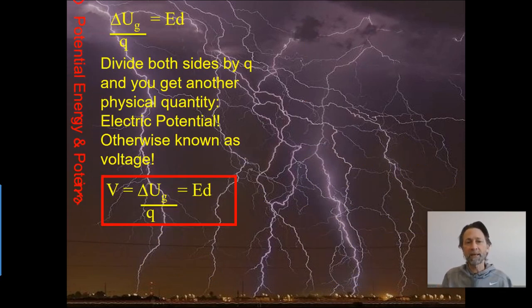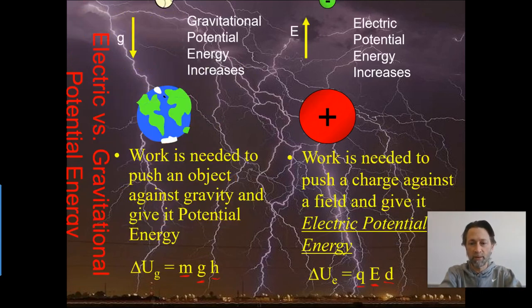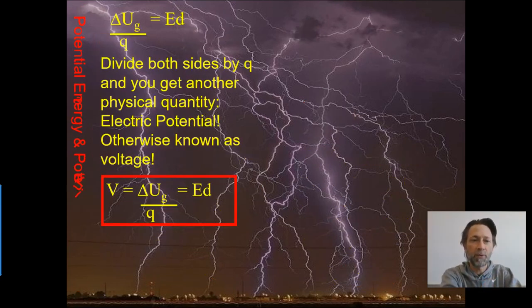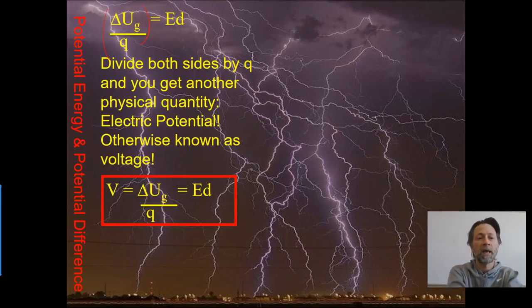So if I picture back here, I have this qEd equal to the potential energy. If I divide both sides by q, then we're going to define this side of the equation as another physical quantity, and that's what we're going to call electric potential, otherwise known as voltage. Okay, so voltage is defined to be energy per charge. Voltage is energy per charge. Voltage is not energy. It's how much energy there is per charge.